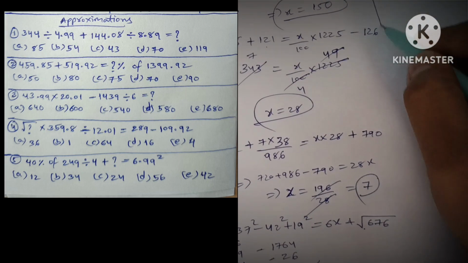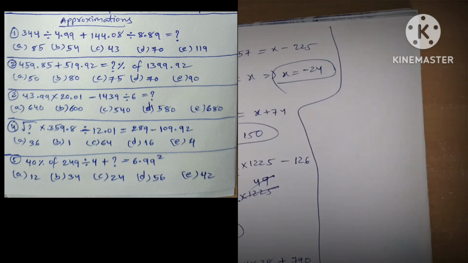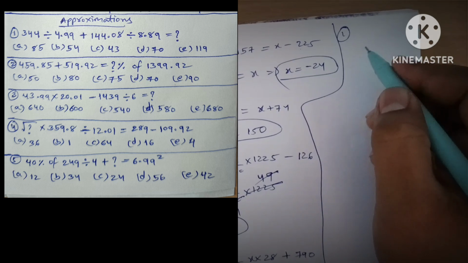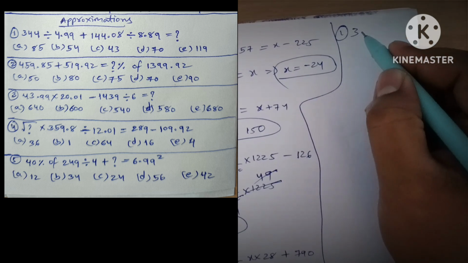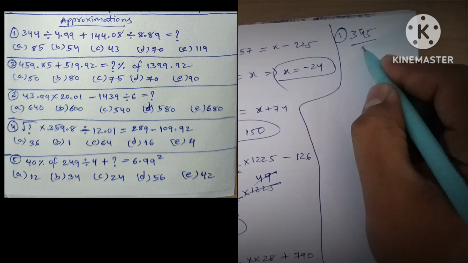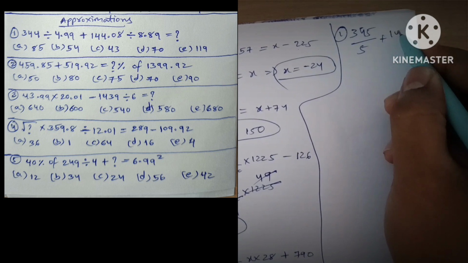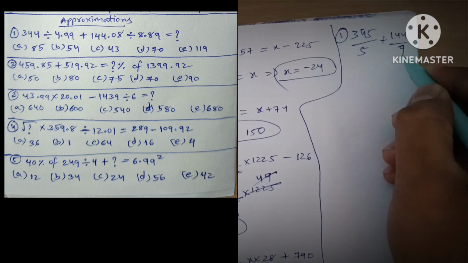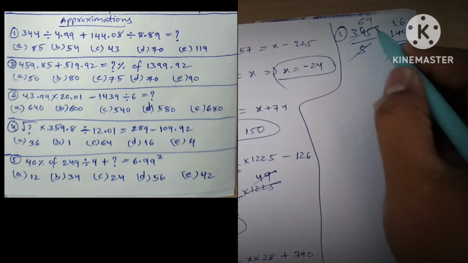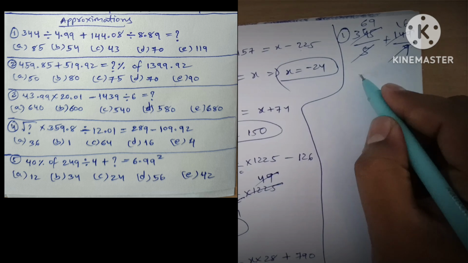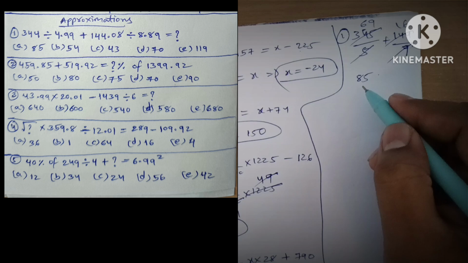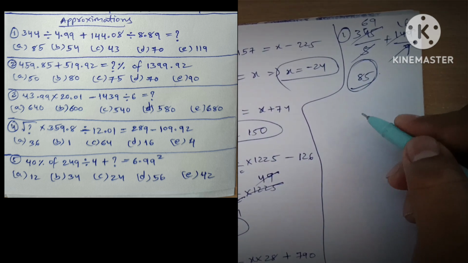Now we are going for approximations. First question answer. 344 divided by 4.99 means 345 divided by 5 plus 144 divided by 9. This is 69, and 16. 69 plus 16, 85 is our answer. First one answer is 85.